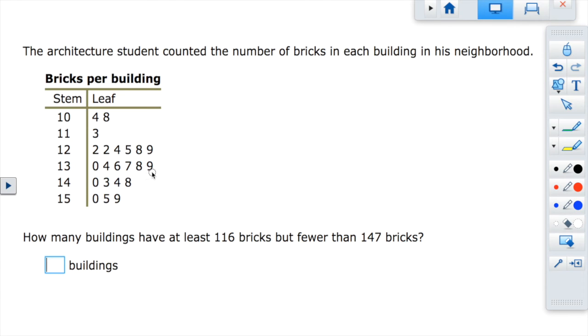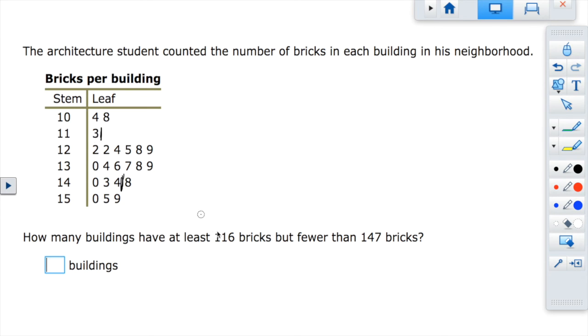130, all of these will count, but less than 147, so I'm going to count 140, that's less than 147, 143, that's less than 147, and 144. But next number, 148, is not less than 147, so I'm going to count from here. I didn't mark this end.